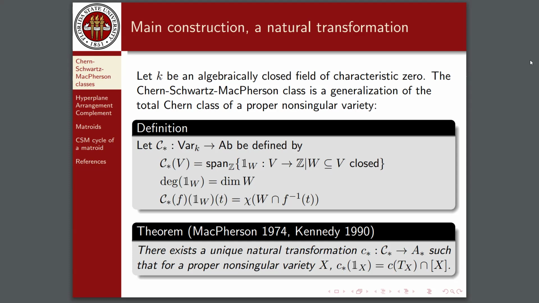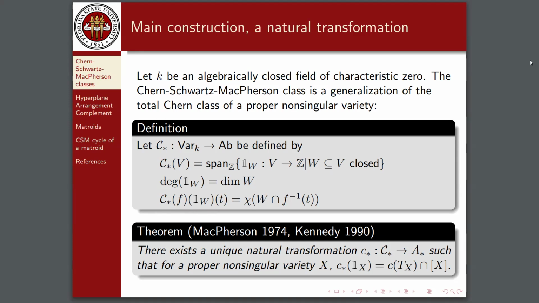The first one, by MacPherson, showed that there's a unique natural transformation between the functor of constructible functions and the functor of Chow group that sends the indicator function of a proper non-singular variety to its total Chern class. And then Kennedy in 1990 extended this result. The MacPherson result is only in the case where the field is the complex numbers. And then the result of Kennedy is the result for any algebraically closed characteristic zero field.